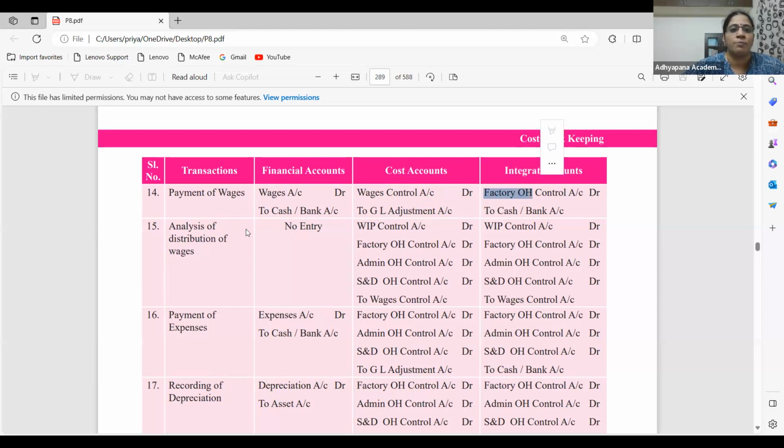There are too many printing mistakes in your study material. Here under point number 14, under integrated accounting, it is not factory overhead control. It is wages control to cash or bank. It is the debit from cost accounts and the credit from financial accounts.